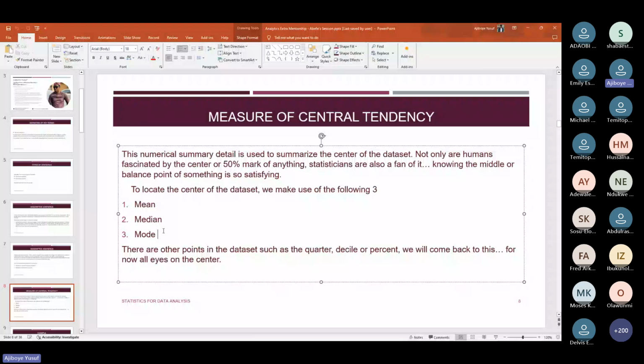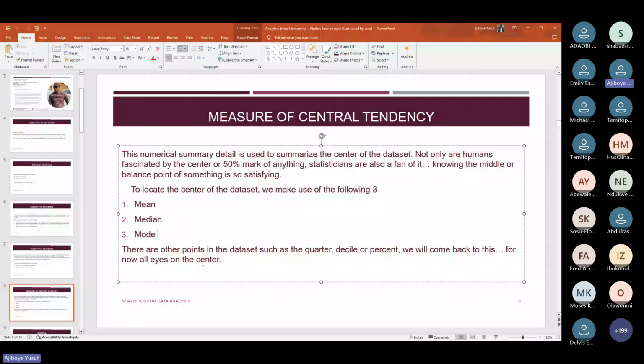Now, under the measure of central tendency, we have the mean, median, mode. And like I said, there are other points in your data set, like the quartile, the decile, the percentile. But all of these are not really as important to us as mean, median, mode. And we also have the measure of dispersion, I guess. Yeah. In fact, I even gave an example of mean, median, mode.